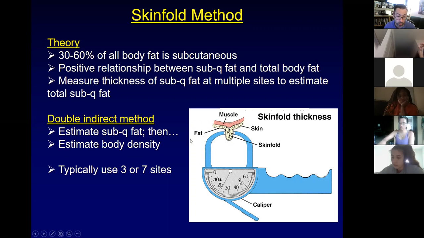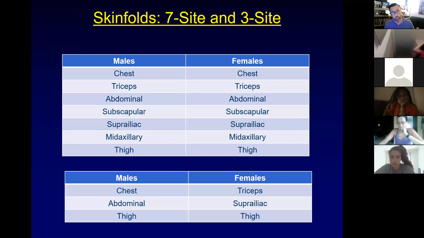Okay, so they're the same for men and for women. And so the 3 sites is just a subset of the 7. So when you do this in lab, I will give you measurements for the 7 sites, and then you will calculate your estimated percent body fat using the 3 sites that correspond to your sex, and then all 7, and make some predictions and assumptions between those. Okay. So we'll do the 7 first, and I'll walk you through what is where with all of these.